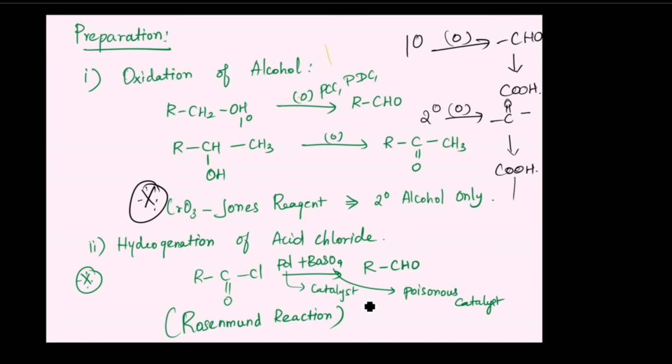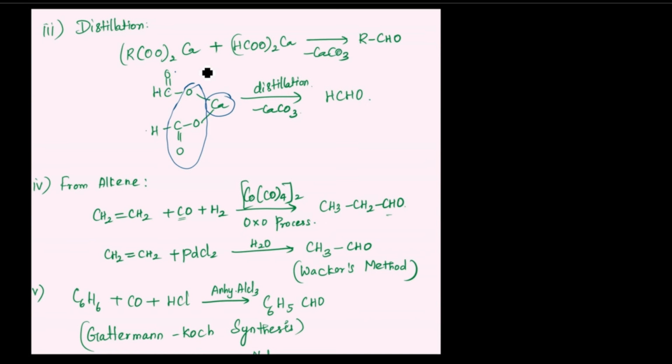Then hydrogenation of acid chloride. This is a very important named reaction, the Rosenmund reduction. Palladium is acting as a catalyst and barium sulfate is the poison, and from RCOCl it is forming RCHO. Then distillation, upon the release of CO2, forms aldehydes, and from alkene, the oxo process forms aldehyde with one carbon extra because of the carbon monoxide we have added. Then Gattermann-Koch synthesis, where we take benzene with carbon monoxide and HCl, which will give you aldehyde.